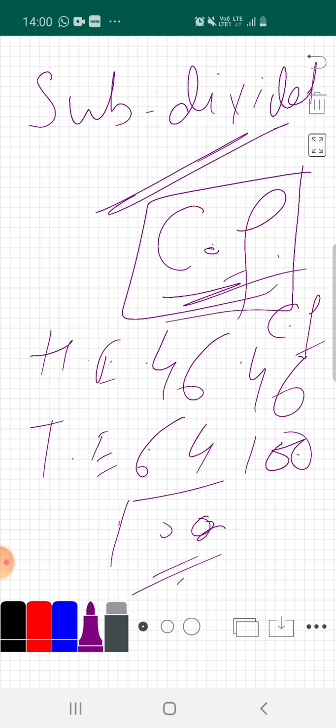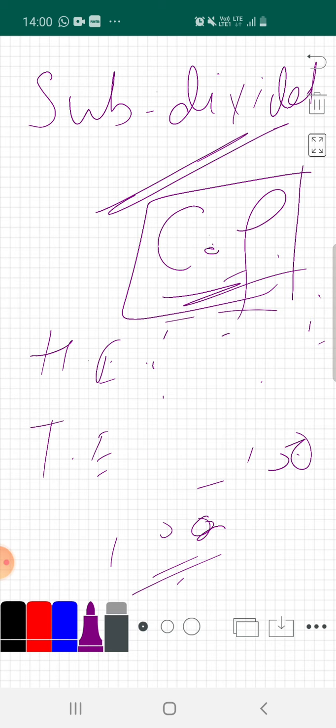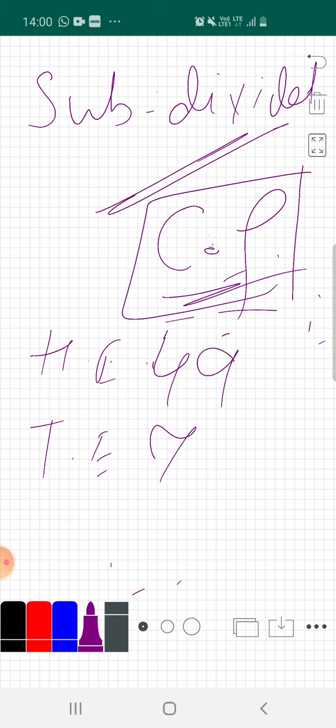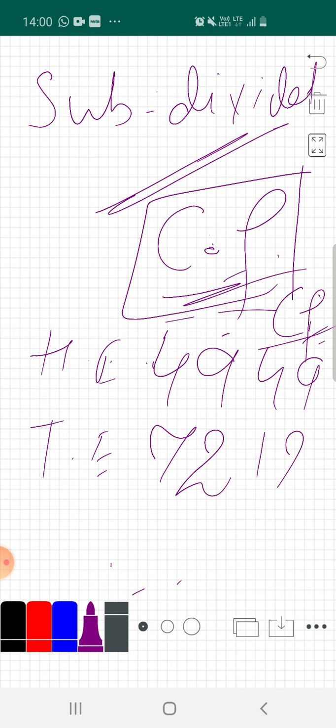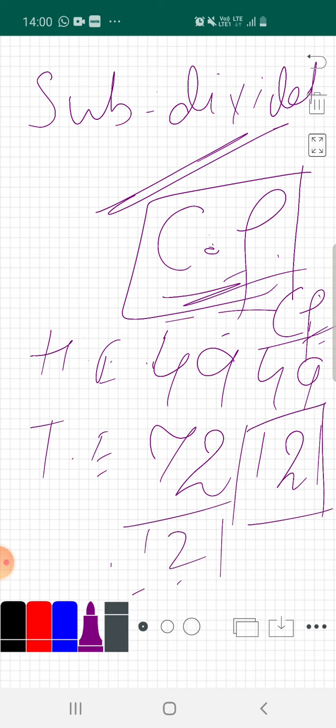Next, for the same year also, like for 2016 and 17, first it is given as 49, next it is given as 72. Find out cumulative frequencies for this. 49 plus 72 is equal to 121. It means for the year 2016 and 17, the sum total of the bar is equal to 121.